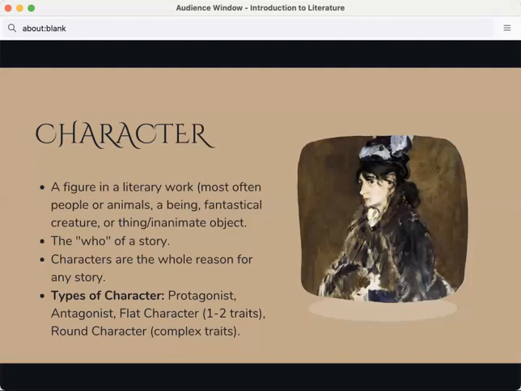If we have a flat character, there is also one type of character that is totally different from the flat character. It is called a round character. Unlike flat characters, round characters are more complex and drawn in more detail by the writer. And usually, this character is described in comprehensive physical detail, and readers will gain an insight into the character's interior life. For example, their hopes, their fears, their dreams, maybe their desire, and so on and so forth.